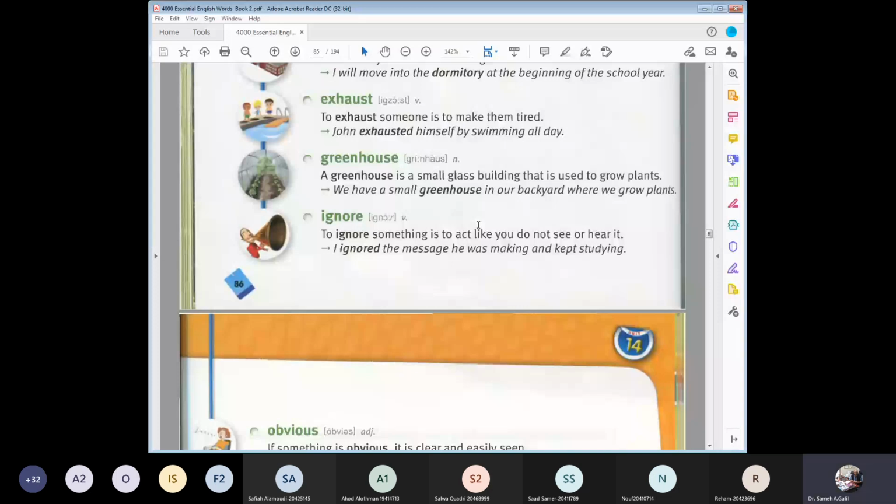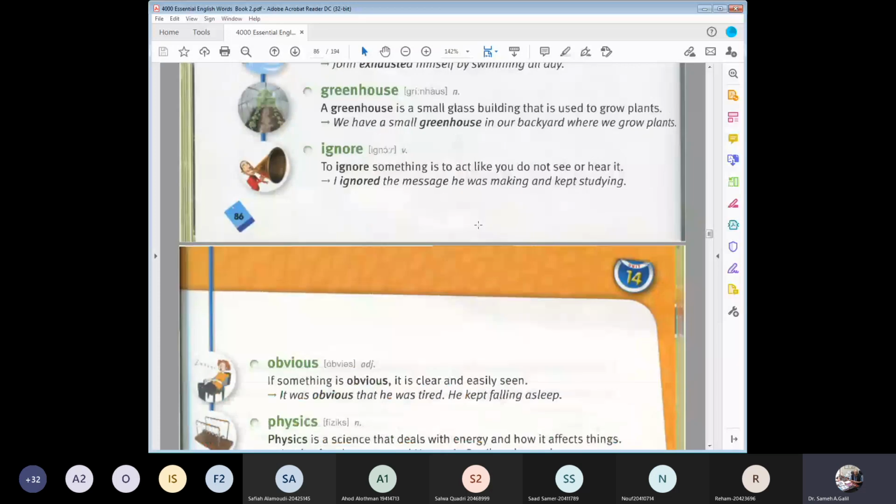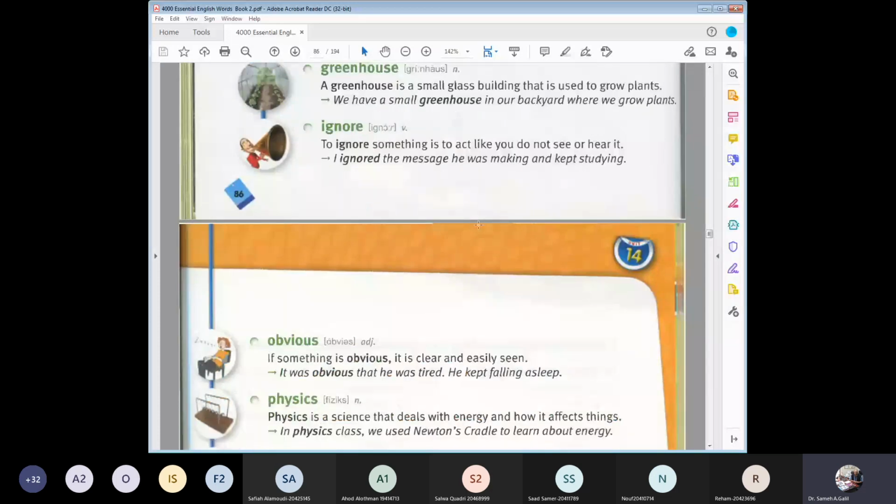And then you have the word ignore. And to ignore something is to act like you don't see or hear it. يتجاهل يعني. So I ignored the message she was making and kept studying.